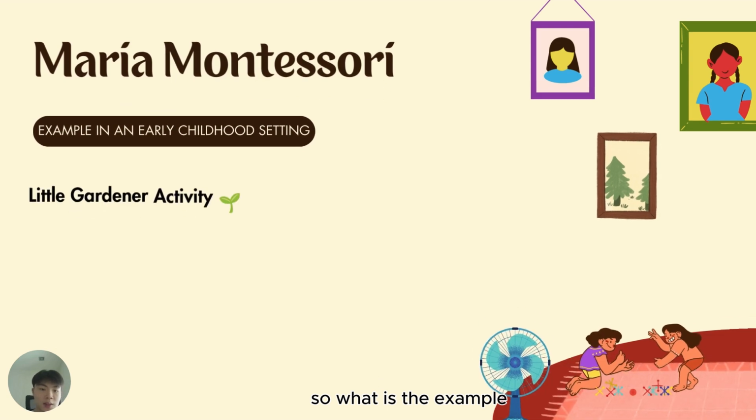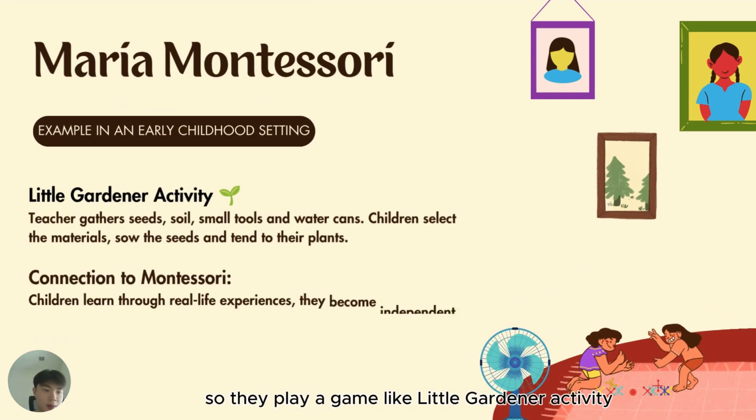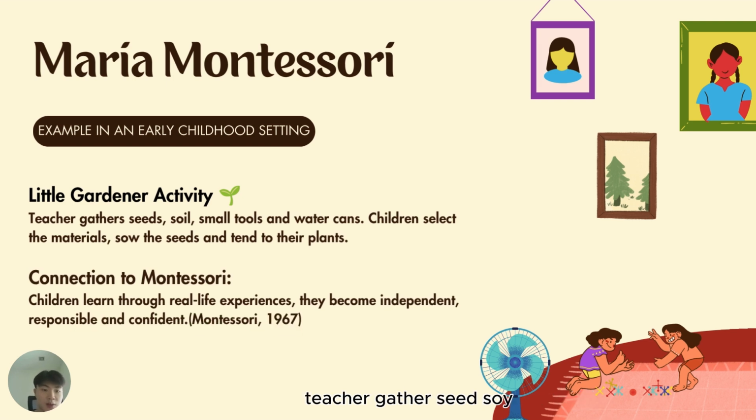So, what is the example in an early childhood setting for Maria Montessori? They play a game like the Little Gardener activity. The teacher gathers seeds, soil, small tools, and water cans. Children select the materials, sow the seeds, and tend to their plants. The connection to Montessori is that children learn through real life experience. They become more independent, responsible, and confident through this game.